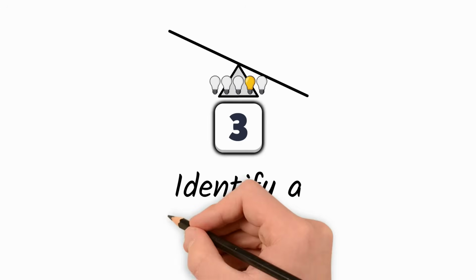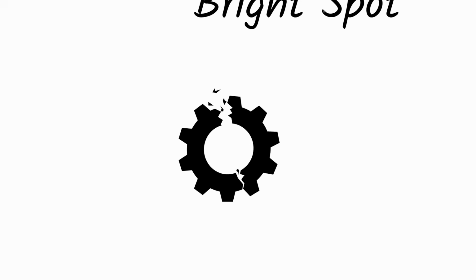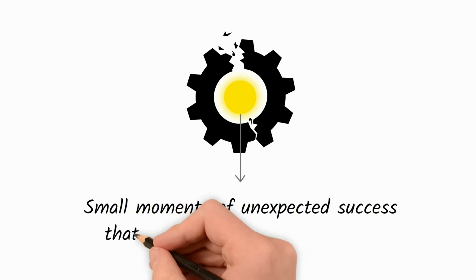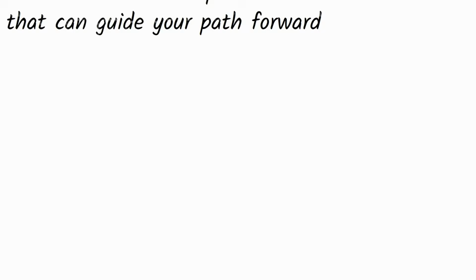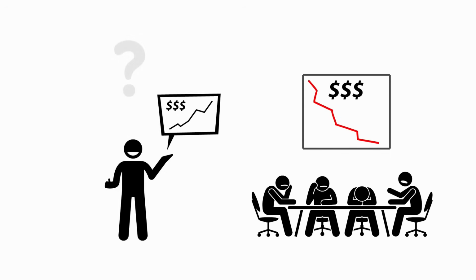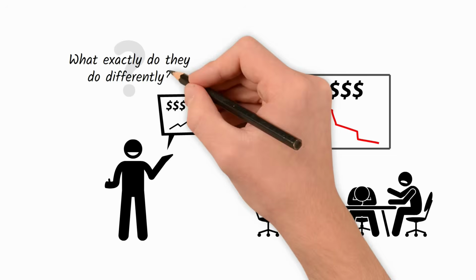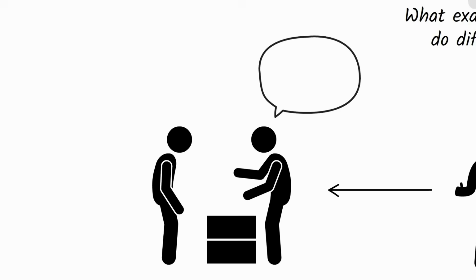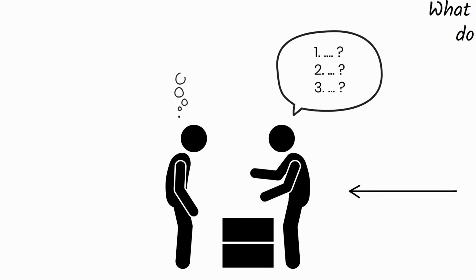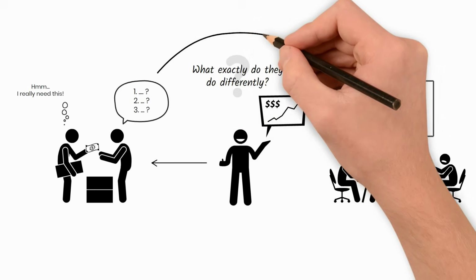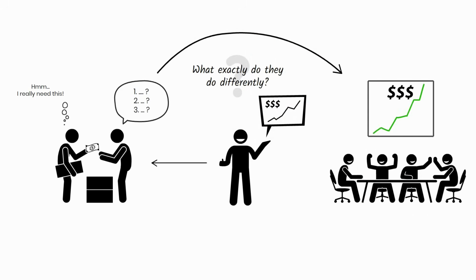Now, the final way to create a reset fulcrum and regain momentum is to identify a bright spot. Hidden within most broken systems are bright spots, small moments of unexpected success that can guide your path forward. If you have a failing sales team, but one person consistently hits targets, study them obsessively. What exactly do they do differently? Maybe a top performer on your team isn't following the official script at all. Instead, they are asking 3 specific questions that are sparking your customers' desire to buy. If your team adopts these questions, you might double your sales in the next 6 weeks.